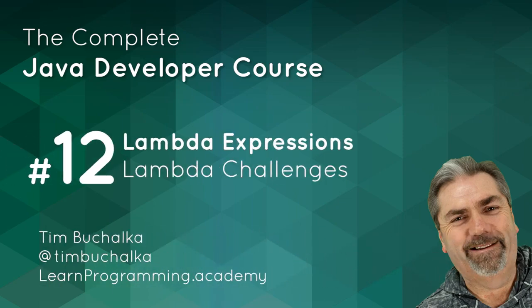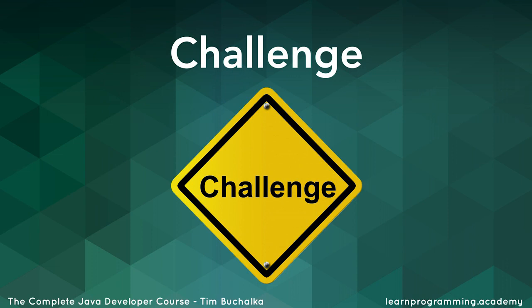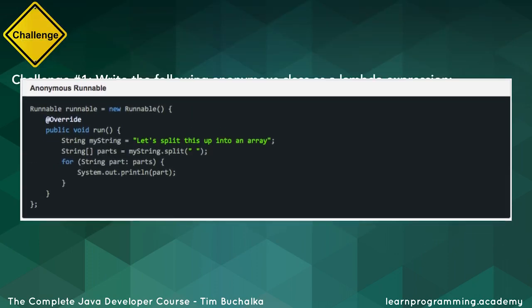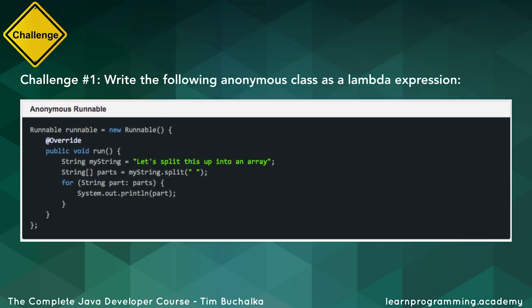Alright, so it's time for a Lambda challenge, or rather in this case, challenges. Because what I've done is I've set up a series of smaller Lambda challenges to help you really understand what Lambda expressions are, and hopefully you can get through all these challenges. So let's start off with the first challenge. Challenge number 1 is to write the following anonymous class that you can see on screen as a Lambda expression. In other words, convert that so it's a Lambda expression. So pause the video now and try that out, and I'll see you when you get back.